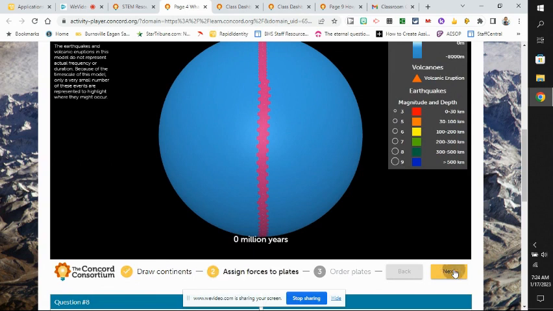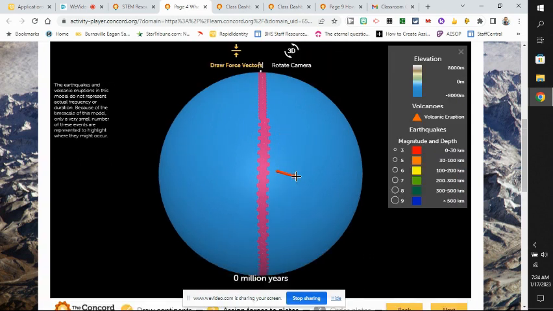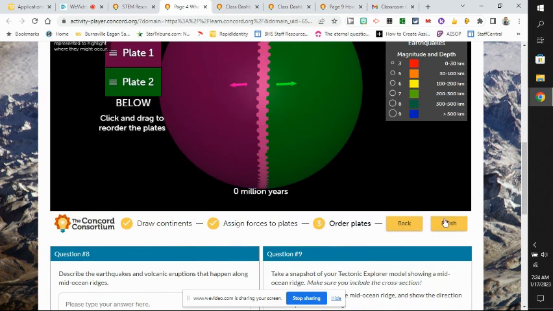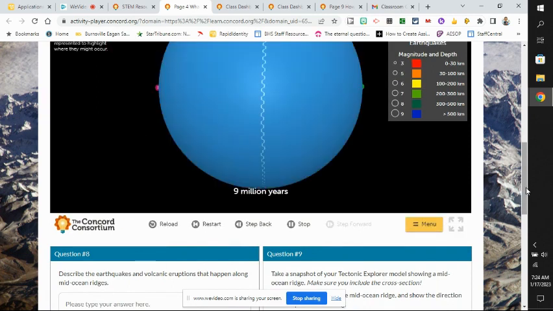I'm going to click next. I'm not drawing any continents here. All assigned forces, I'm going to have these move apart. These are called divergent boundaries at the mid-ocean ridge, where the plates move apart. Next, I'm not going to worry about ordering the plates, and finish. And we're going to watch it start to go.